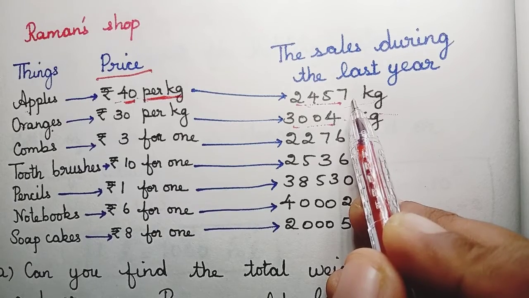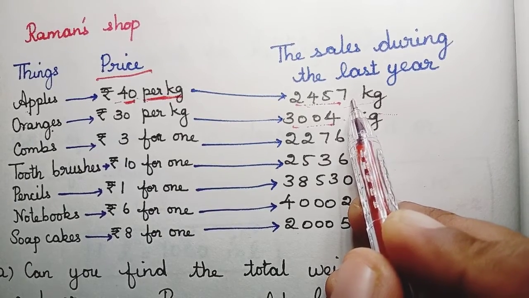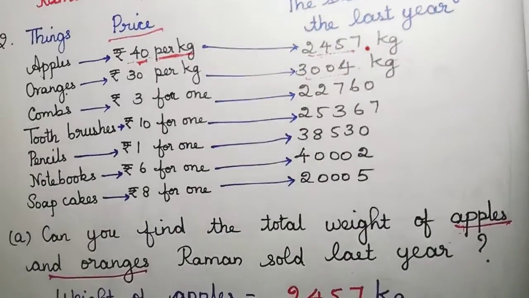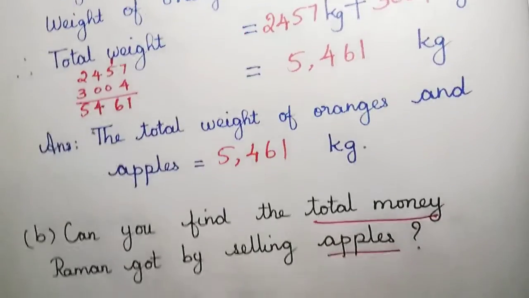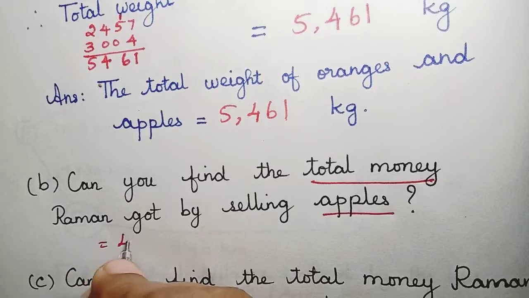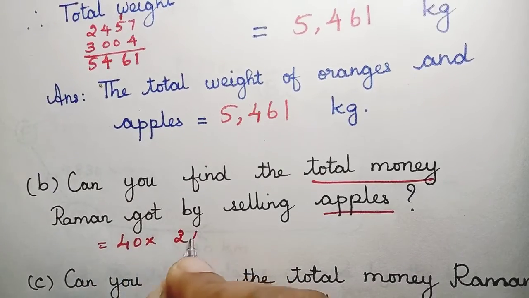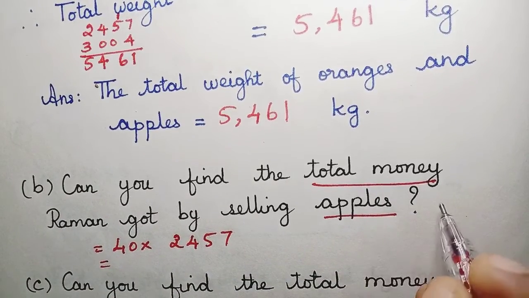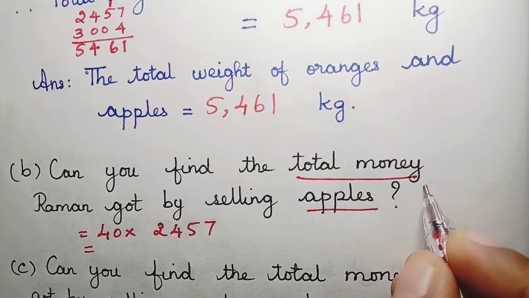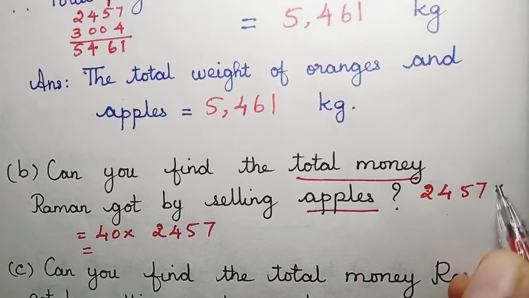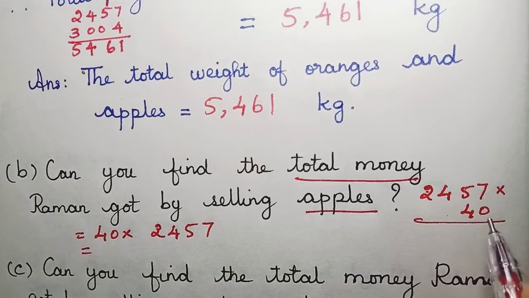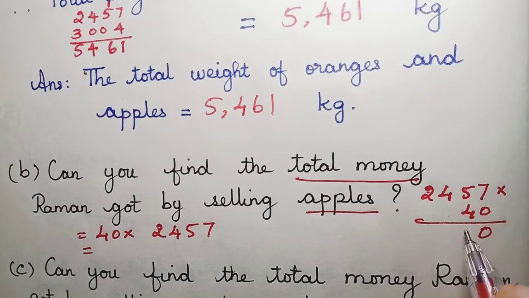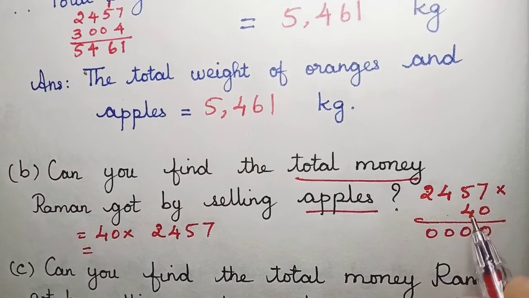So what do you have to do to find the total money he received? We have to multiply 40 with this 2,457. Okay, how will you multiply and get the answer? For that, I have to write like this: 2,457 into 40. Okay, so for 0, you can write zeros. If you want, write how many zeros you want.